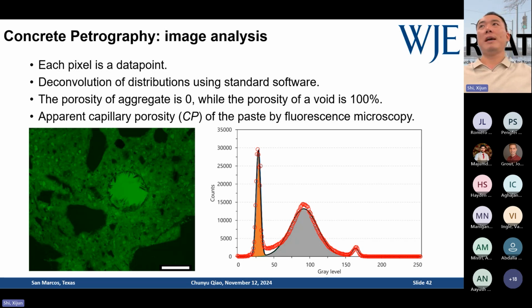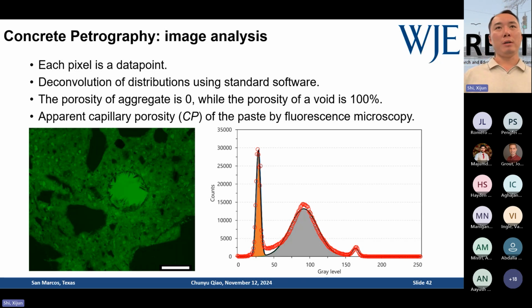What are those? Those are some sand particles. Because sand particles are so dense, when you make a thin section, they don't absorb any epoxy. So when you use UV light, they don't have epoxy, they don't glow, they stay dark. So of course you have a sharp, low-value peak for the gray level histogram on the right. And also, if you look at the high end, you have a small bump, a peak over there. That is an air void.